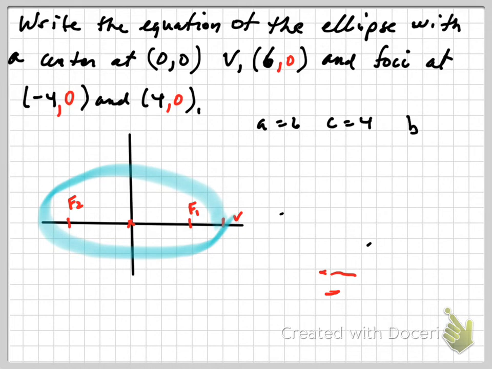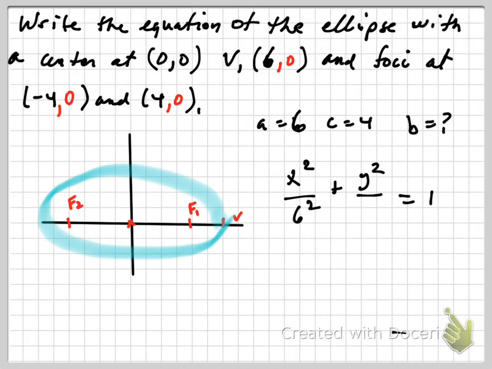4. What is B? I need to know what B is, because the equation is going to be x, and since it's a 0, it's 0, 0, so it's going to be x squared, and I'll have y squared, and the bigger number would go here, 6 squared. If you want to put that there, we can. But I need to figure out what b is. Well, that's where the Pythagorean relationship comes into play.